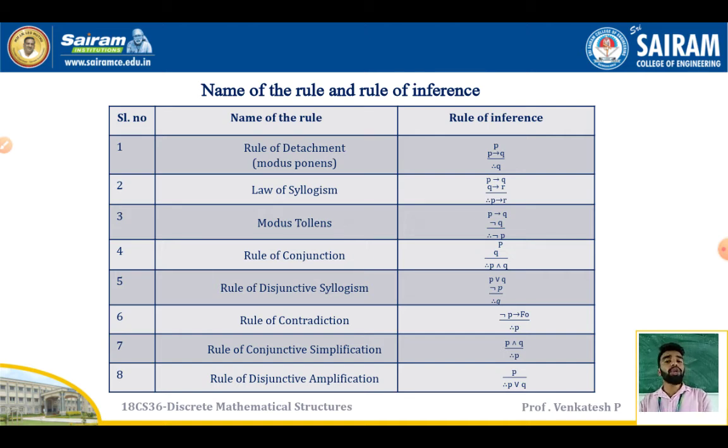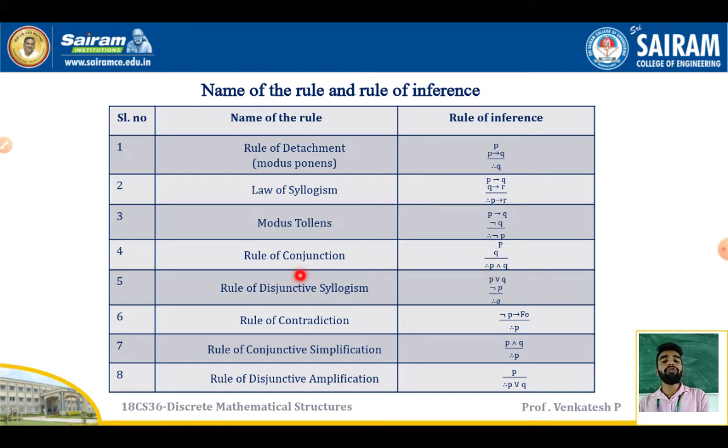Next are the names of the rules of inference. The first rule is called modus ponens. It is given like P, and if P then Q, gives Q. Next one is the law of syllogism. It is given like if P then Q, if Q then R, gives if P then R. The third law is modus tollens. It is given by if P then Q and negation Q will lead to negation P. The fourth one is the rule of conjunction. It is given like P, Q gives P and Q.